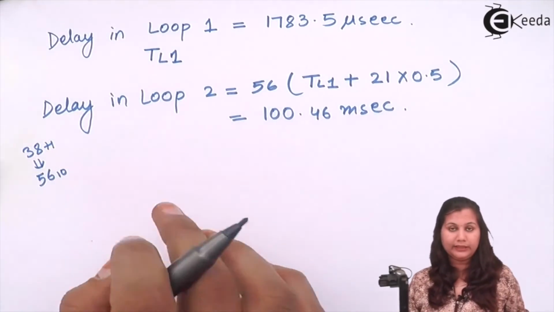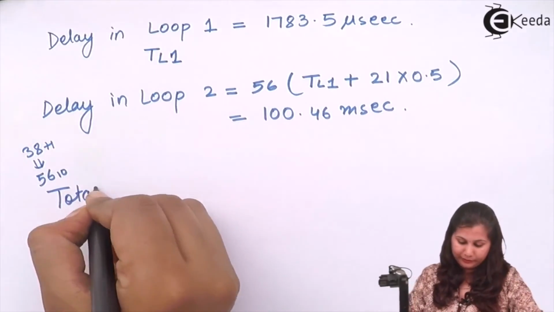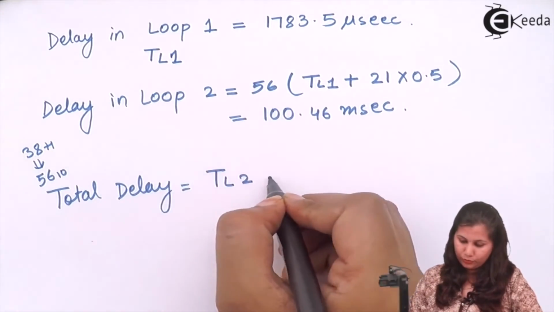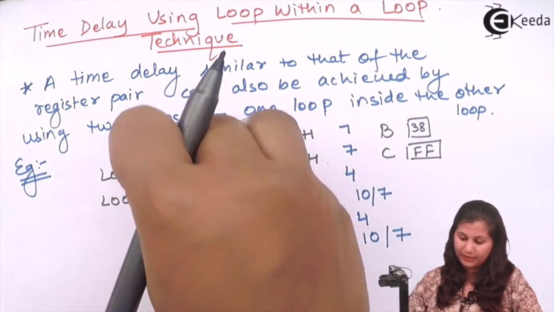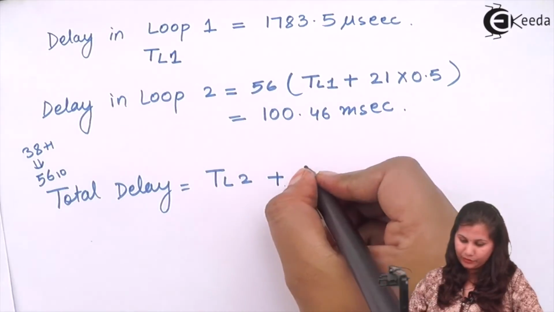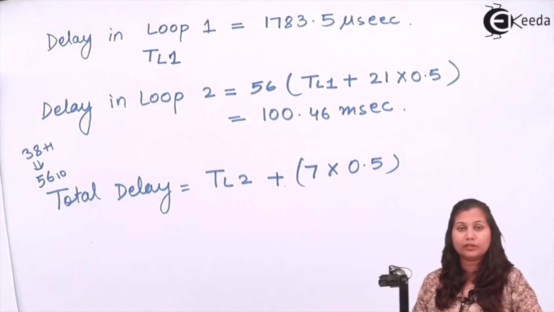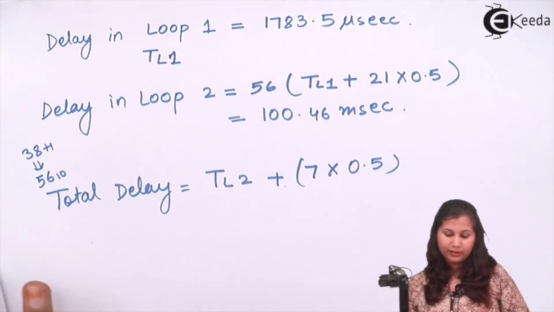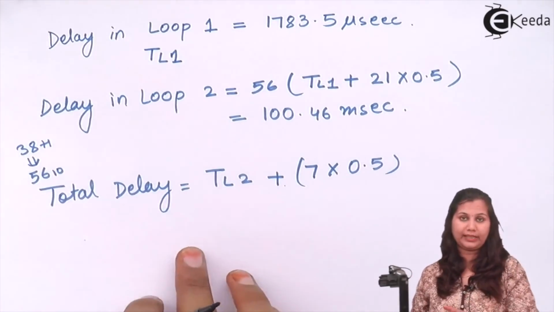Now we have the total delay, because here we have considered all the instructions. So the total delay will be TL2 plus the delay due to the instruction MVI B, because it is outside both the loops. So we have the MVI B instruction, 7 T states into 0.5 microseconds. So this is the total delay which we can calculate here. So you can see how the time delay using a loop within a loop technique can be introduced and how we can calculate it.